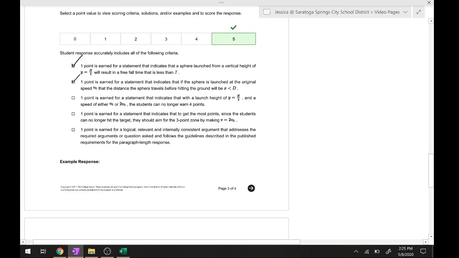So 1 point is earned for a statement that indicates that to get the most points, the student can no longer hit the quarter. They should aim for the 3-point zone. I talk about that. And I don't contradict myself, and I've written a paragraph. Awesome. So I've gotten 4 out of 5 points.